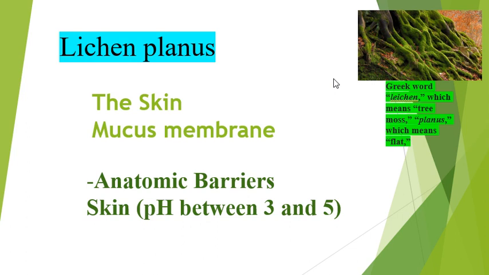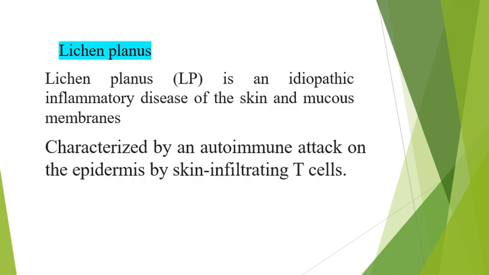And as you know, skin and mucous membrane are anatomic innate immune barriers, as skin pH is between 3 and 5, and this does not allow bacteria and microorganisms to grow, so they are considered an anatomic innate immune barrier. So let us now come to what is lichen planus.